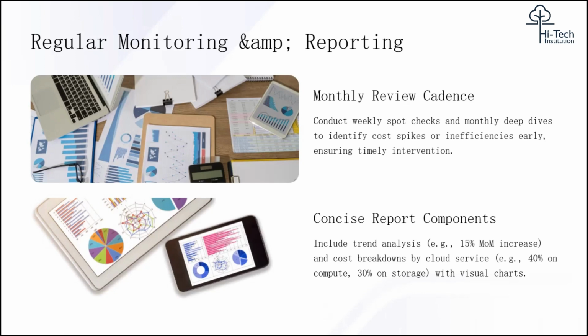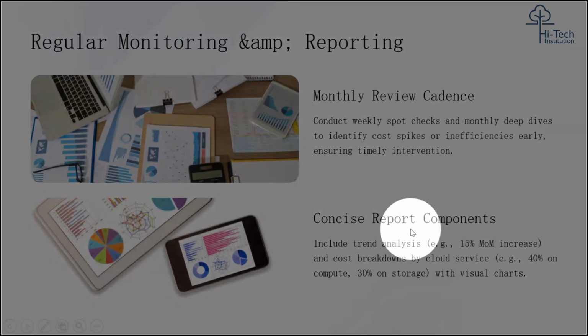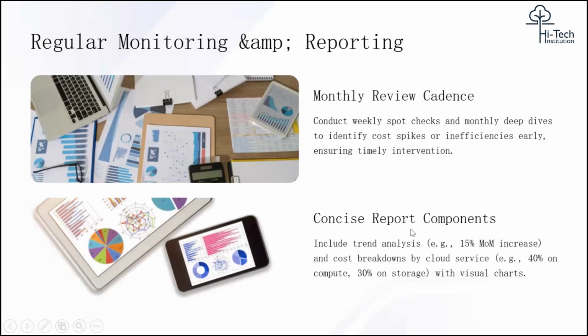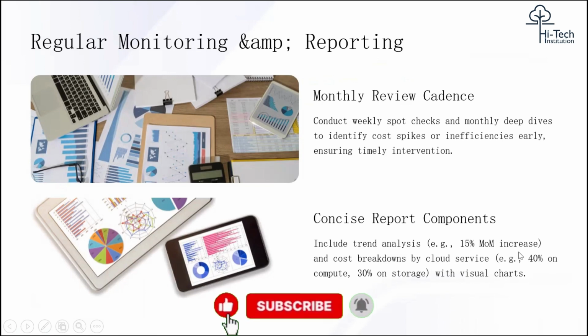And then what should the report contain? Okay, what should the report contain? See, MOM comparison, literally MOM comparison, and then the services breakdown, and then trend charts and the top 5 cloud services. Okay, for example, here I mentioned 40% on compute, 30% on storage, 20% on database, and 10% on network, like that, in the visual chart.